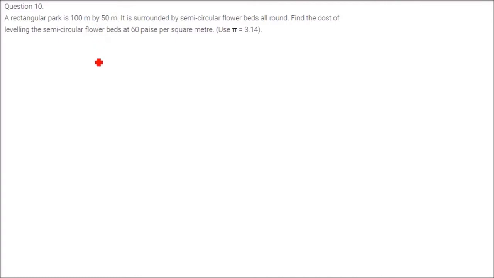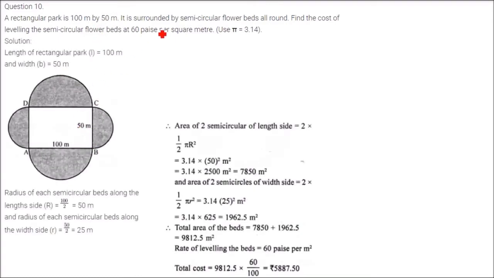A rectangular park is 100 meter by 50 meter. So this is 100 meter by 50 meter. It is surrounded by semicircular flower beds all around. So this one, this one, this one, this one. See here now the dimensions of the opposite semicircles have changed. Find the cost of leveling the semicircular flower beds at 60 paisa per square meter.